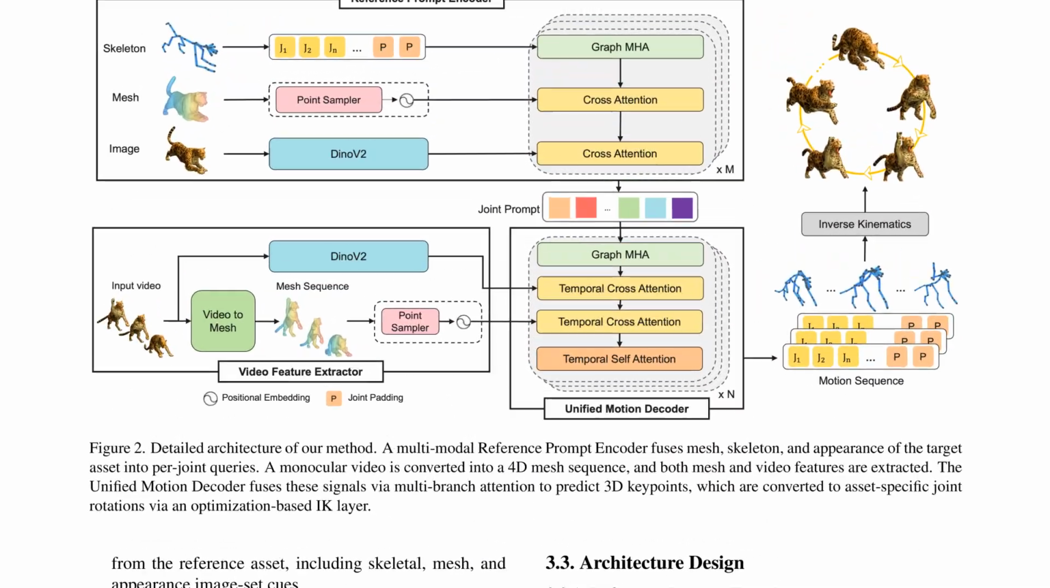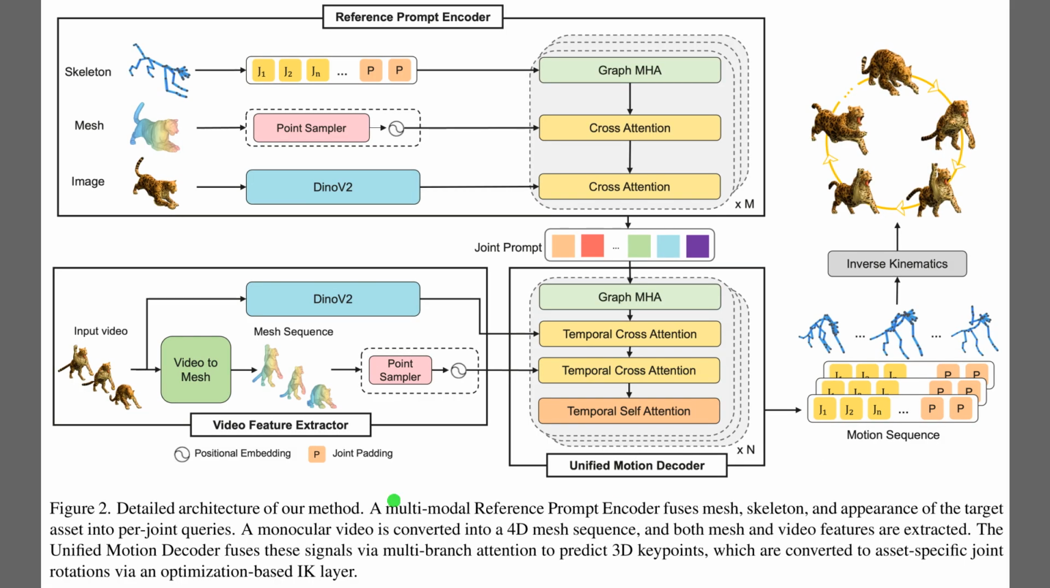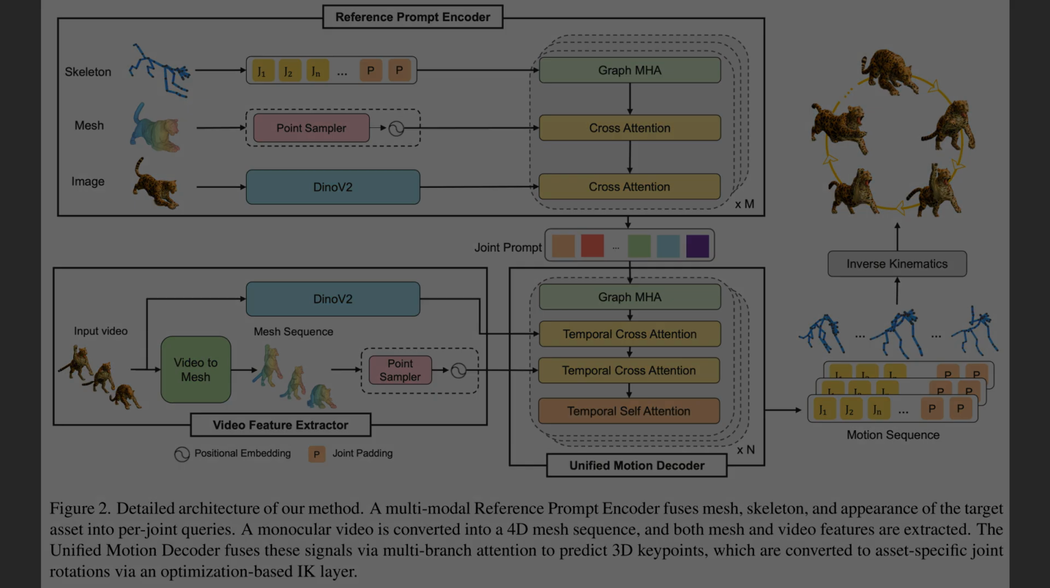Figure 2 spells out how the system actually processes a video and a character to recover motion. The top block shows the reference prompt encoder, which turns the asset's skeleton, mesh, and example images into a set of joint-specific query features. The lower block illustrates the video feature extractor and unified motion decoder that convert the input video into a three-dimensional joint trajectory sequence. On the right, the inverse kinematics module takes these trajectories and outputs final joint rotations, so the animated leopard follows the captured motion frame by frame.